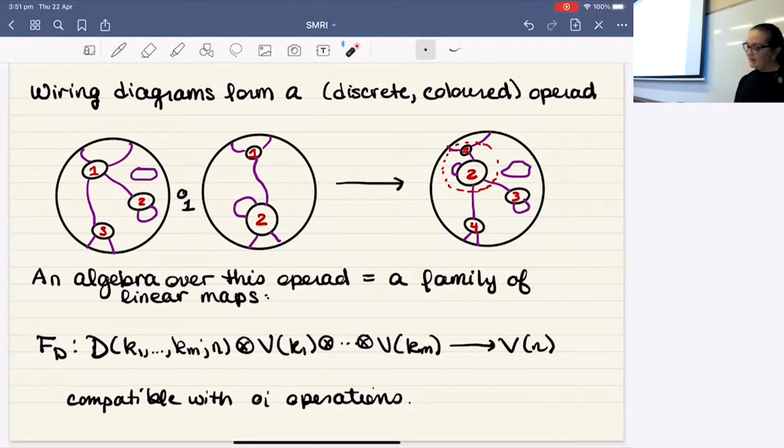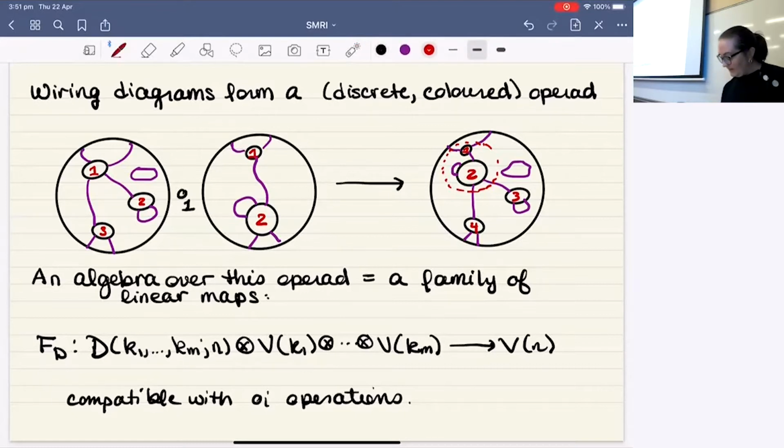So a circuit algebra is going to be an algebra over this operad, which is just another way of saying a representation of this thing. It's a family of linear maps where, for every diagram D, I tensor up a bunch of vector spaces based on the interior points. Let me get my red here.